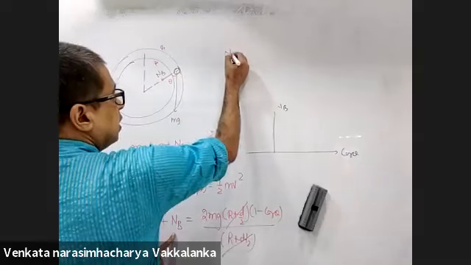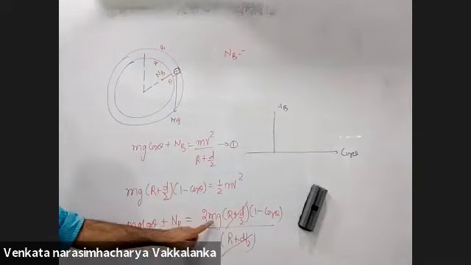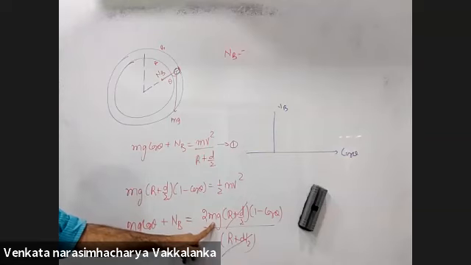My requirement is NB. I will write NB here: 2 mg minus 2 mg cos theta minus mg cos theta. 2 mg minus 3 mg cos theta.